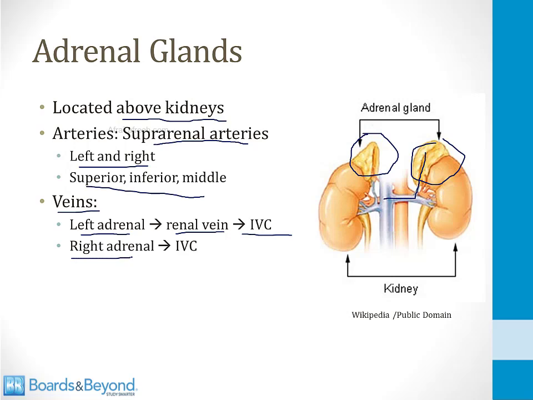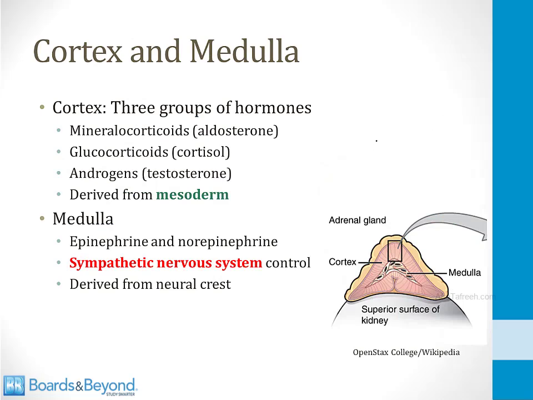On the right adrenal gland, because the gland is located very close to the IVC, it usually drains directly into the IVC and therefore has a much shorter course. If you were to cut the adrenal gland in half, you would see something like what is shown on the screen. You would see an outer capsule, and within that there would be two clearly distinct layers. The outer layer is called the cortex and the inner layer is called the medulla. And as you will see, they serve very different purposes.